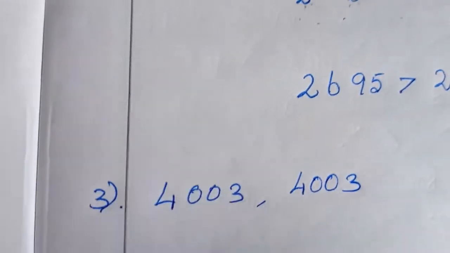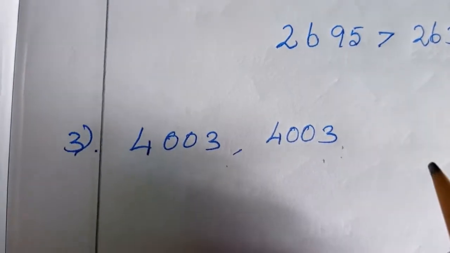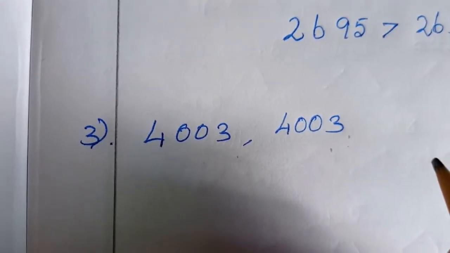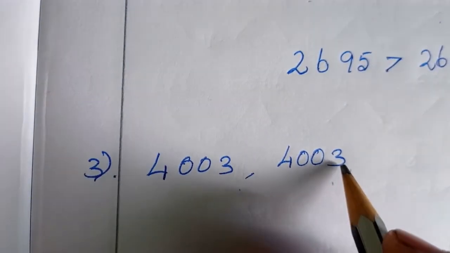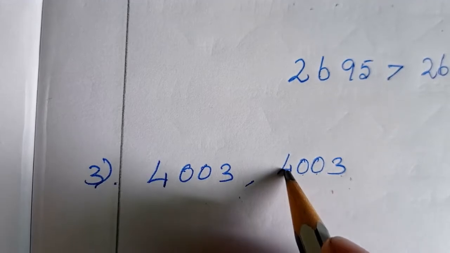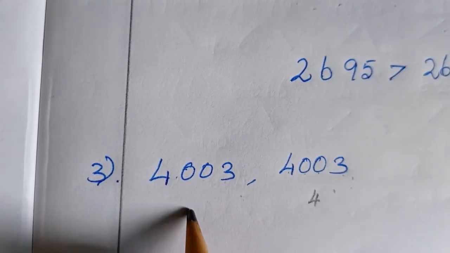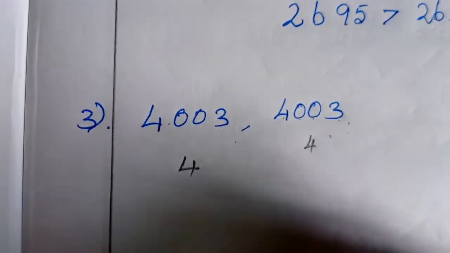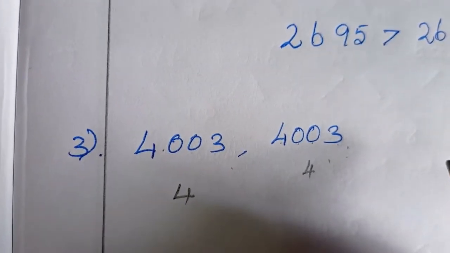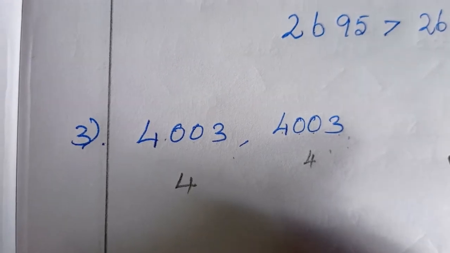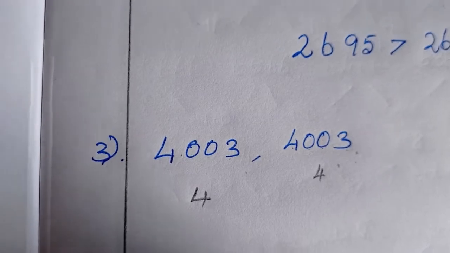4003. Okay children, if you want to compare the two numbers, what does the first rule say? Yeah, count the number of digits in both numbers. The first number is a 4-digit number, and the second number is also a 4-digit number. If both numbers have the same number of digits, you have to find the highest place value of these two numbers. Okay?